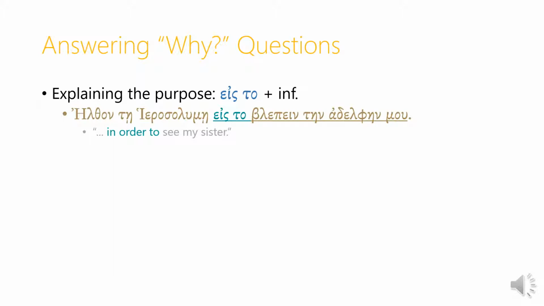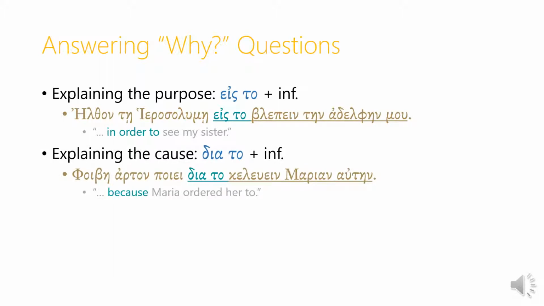How do we answer why questions? Well, if what we're trying to do is explain the purpose for which something happens, we can use eis ta plus the infinitive construction. So we can say, elthon te Jerusalem, Hierosalume, eis ta blepein tena delphein mu. The eis ta blepein means in order to see tena delphein mu, my sister.